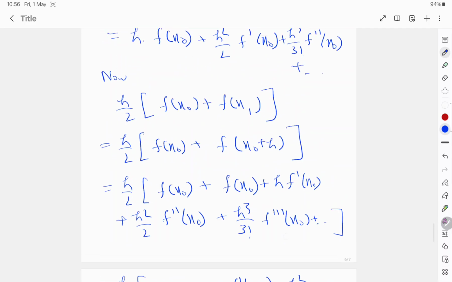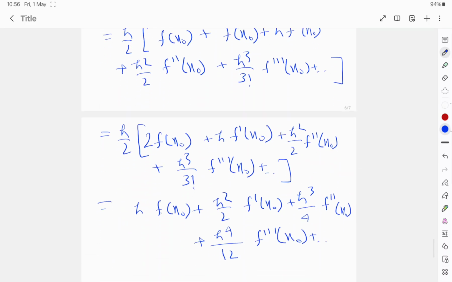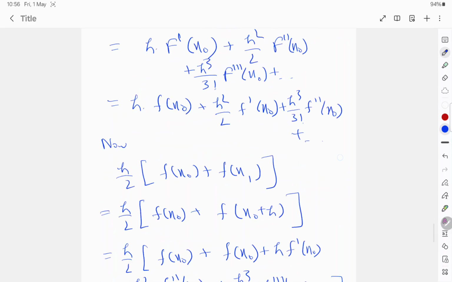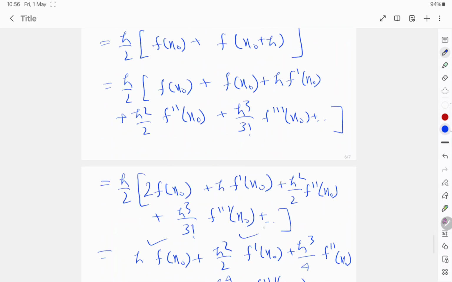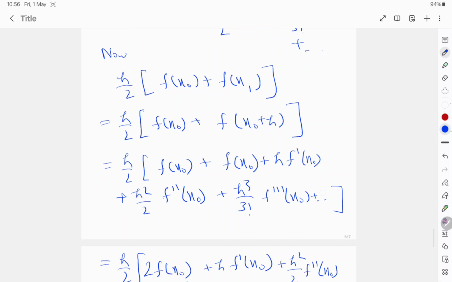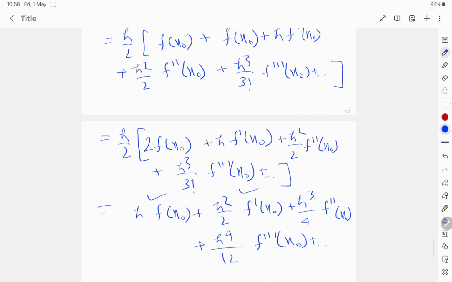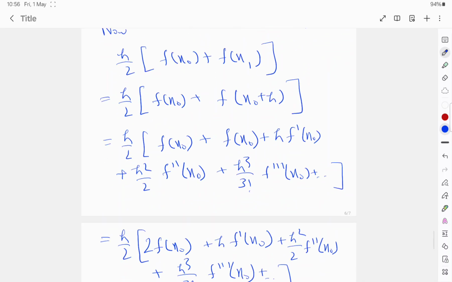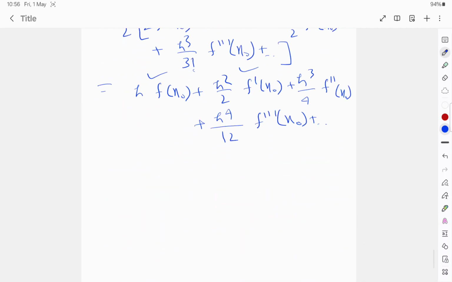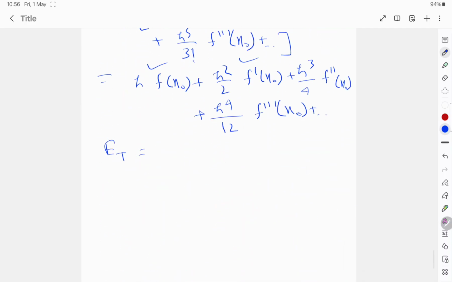What you got earlier, you see, the first term is same, right? The second term is also same. In the third term, here there is some error. This is 1 by 4 and this is 1 by 6, right? So what is your error? Et will be, you see, 1 by 6 minus 1 by 4, right, h cube f double dash x0, neglecting higher order.